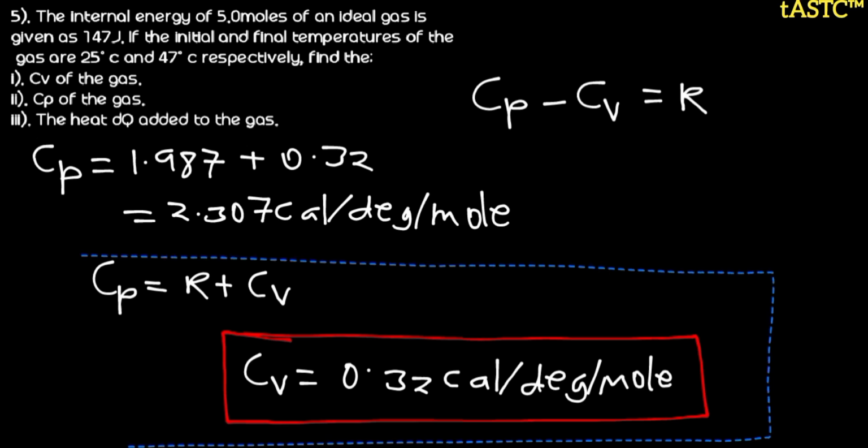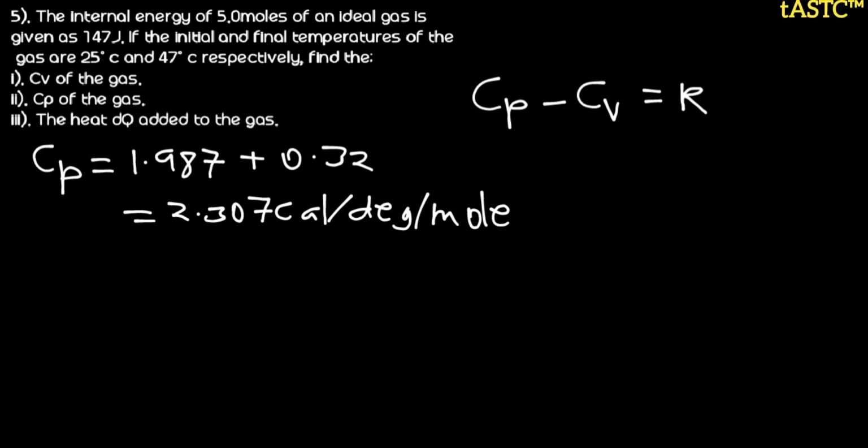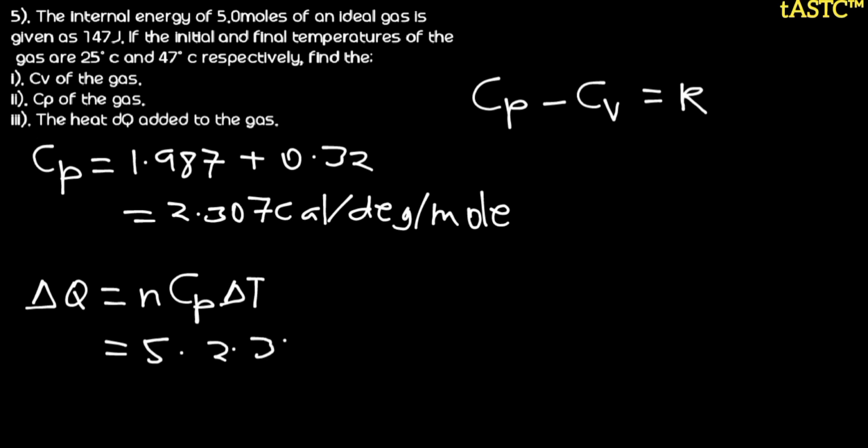Now we need to find the last thing, which is the change in the heat. Now change in the heat is also N multiplied by C sub P dT. Now we know what N is. N is actually 5 moles. And we also know what Cp is. That is 2.307. And we also know what dT is. dT is actually 22. So let us find out what that is going to give. That is 5 multiplied by 2.307, multiplied by 22.